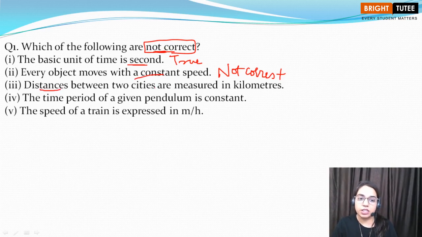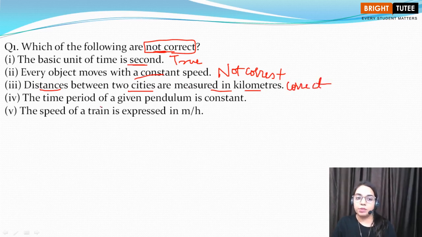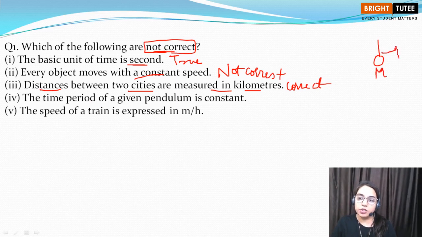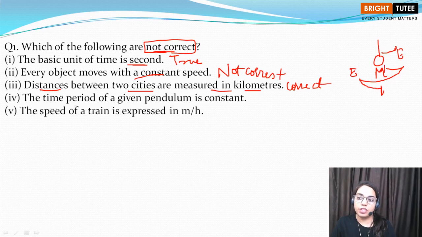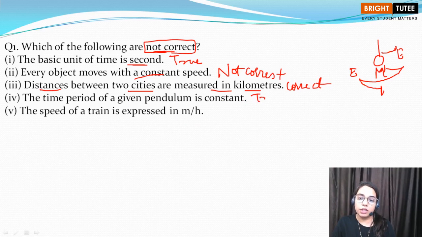Next part is, children, distances between two cities are measured in kilometers, which is true. So this is correct. Next part is, the time period of a given pendulum is constant. Yes children, this is also true, because the time it takes to complete one oscillation, that is from the mean position to the extreme position, then to the other extreme position, and again back to the mean position, is one oscillation. Every time it will take the same amount of time to complete this oscillation. So this time period is the same. So this is also true or correct.